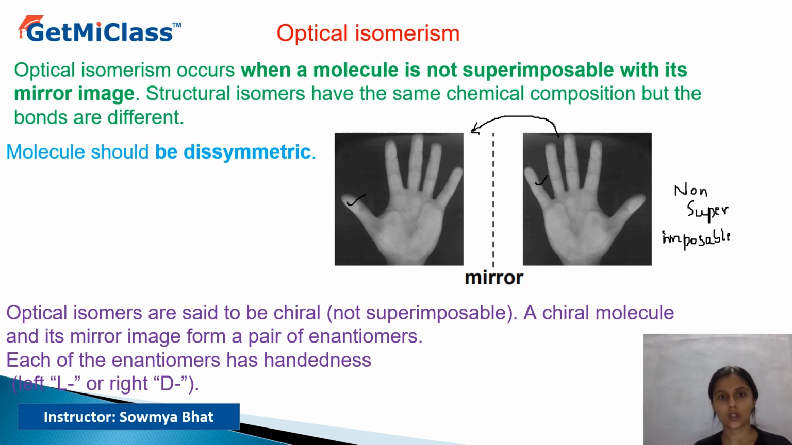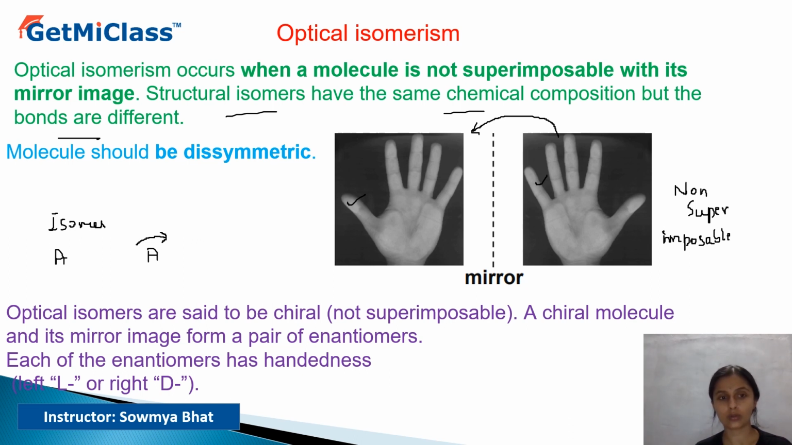So structural isomerism has the same chemical composition, but the bonds are different. And when you pass light through, say there are two isomers, A and B, or say A and A, since their formula would be the same, one is going to rotate the plane polarized light. So optical isomerism relates to optical activity. The substance is going to rotate the plane polarized light either to the right or left.